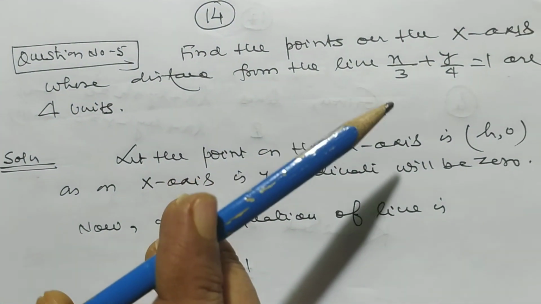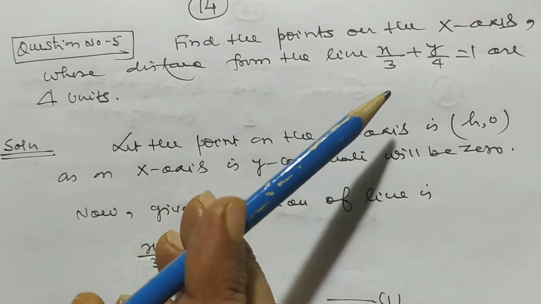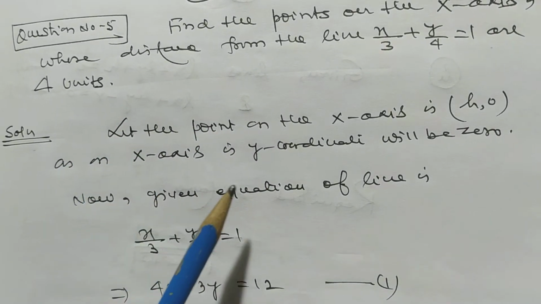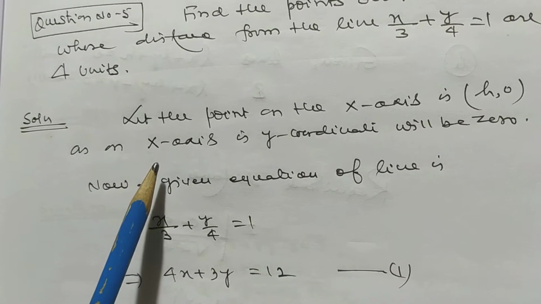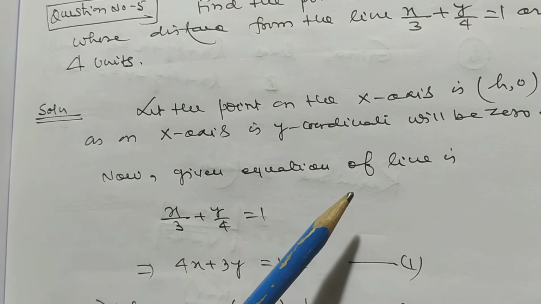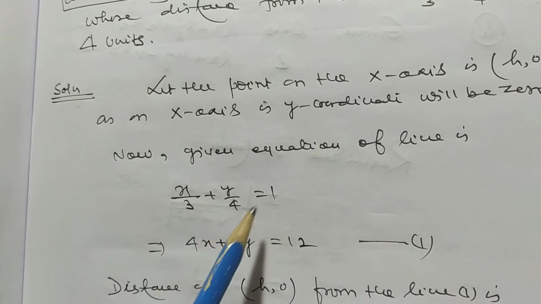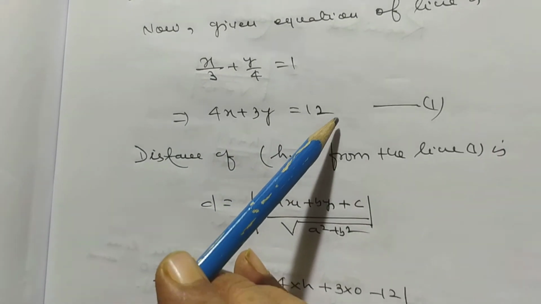So now question number 5. Find the points on the x-axis whose distance from the line x by 3 plus y by 4 is equal to 1 is 4 units. Let the point on the x-axis be h, 0, as on the x-axis the y coordinate will be 0. So now the given equation of the line is x by 3 plus y by 4 is equal to 1. That is 4x plus 3y is equal to 12.